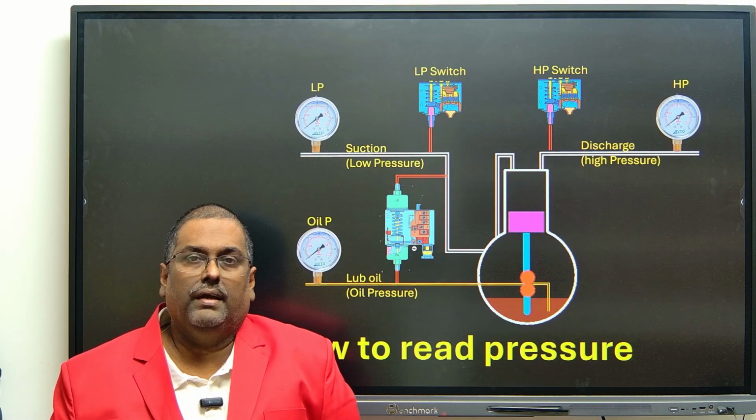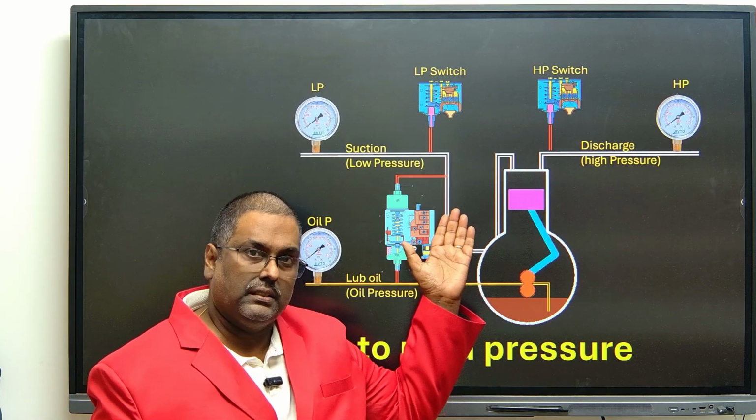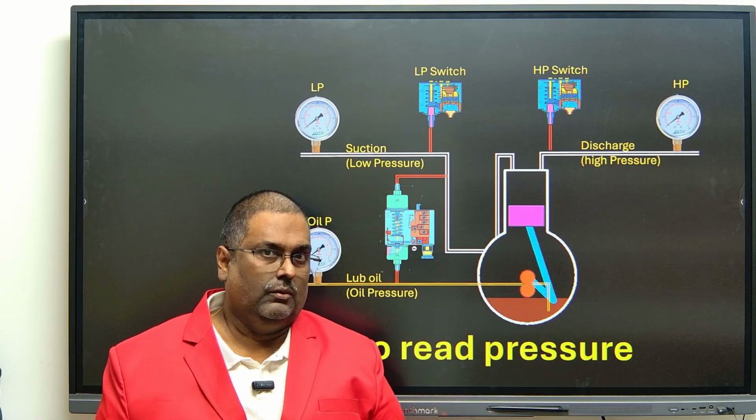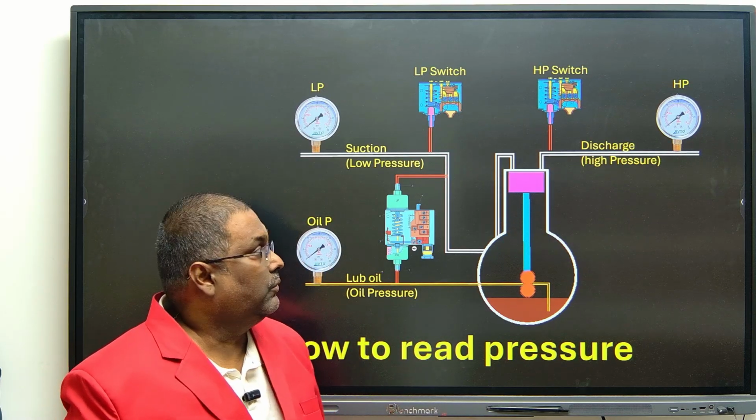So always remember, LP is an auto reset pressure switch. You need not go and reset it every time. If the pressure is low, the compressor automatically stops. If the pressure comes up, it automatically starts again. Okay, you clearly understand, juniors. Seniors, they know about it, but anyway, you refresh it.